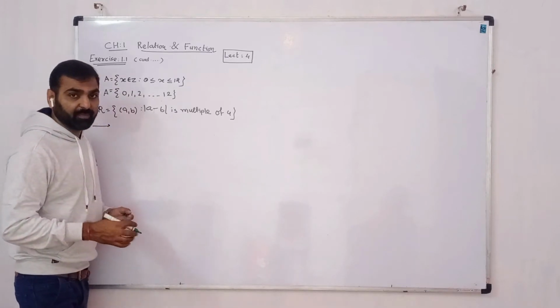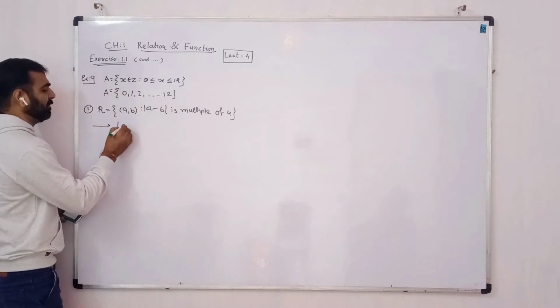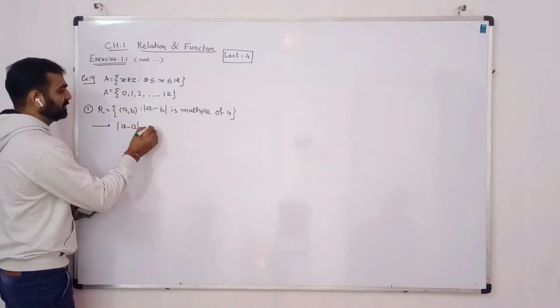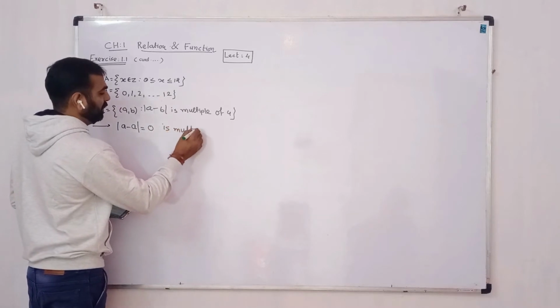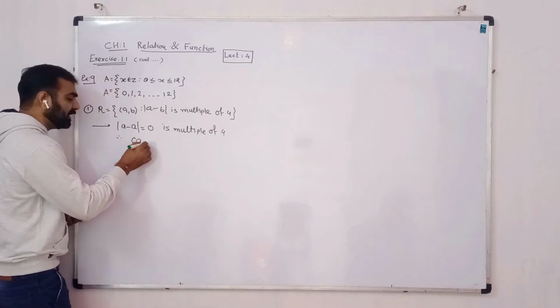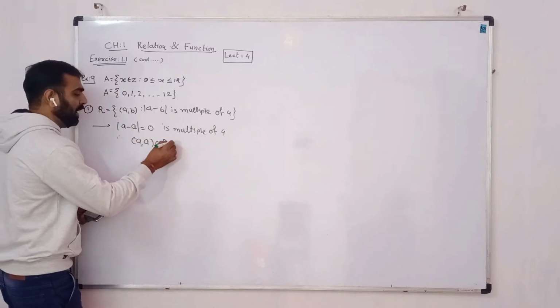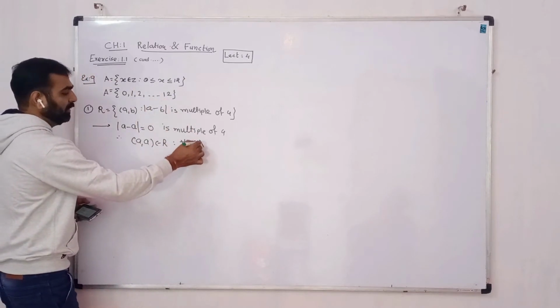Yes बच्चों, क्या याद है हमें? b के बदले a पुट अप करना है. तो इन द कंडीशन mod of a minus a which is equal to 0 which is multiple of 4. It is multiple of 4. Okay, therefore we can say that a belongs to R, for every small a belongs to given set capital A.